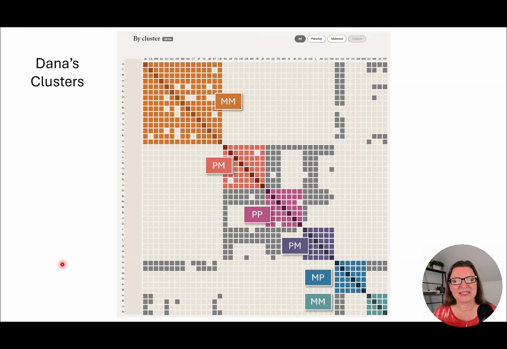I think there's a lot more to discuss on here, and I really want you guys to figure out what these ancestry clusters really mean and how they can help you.